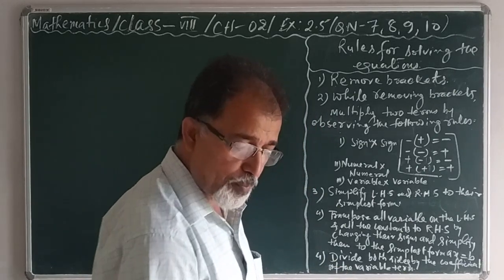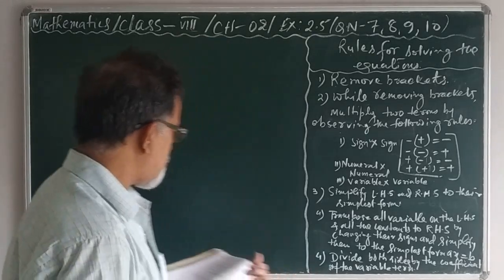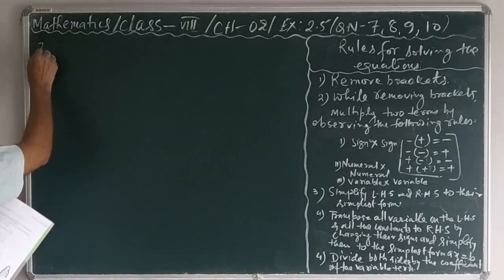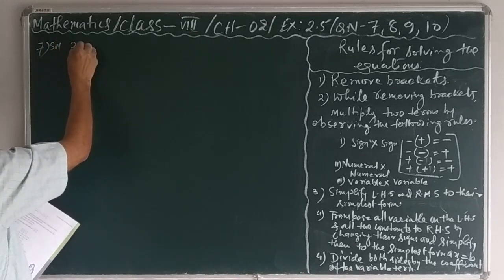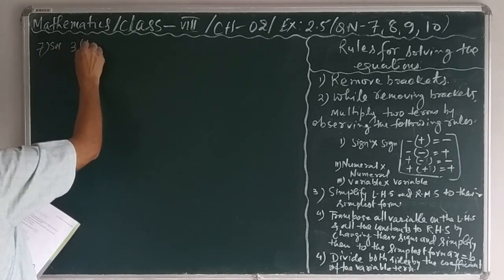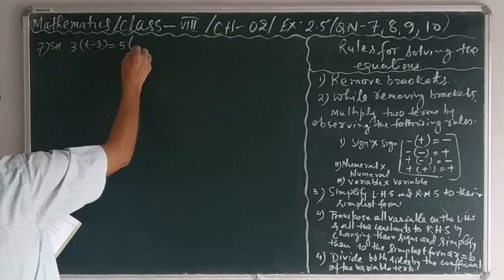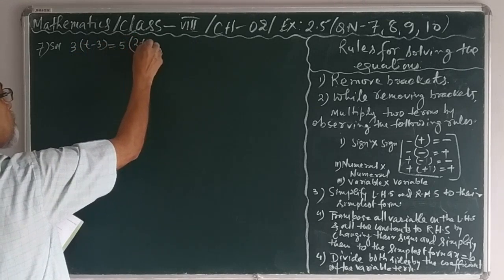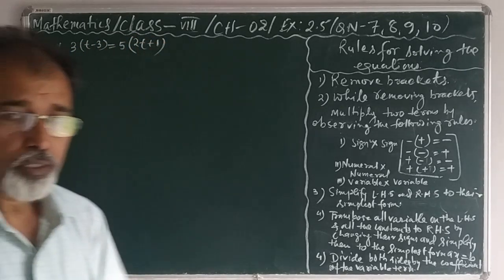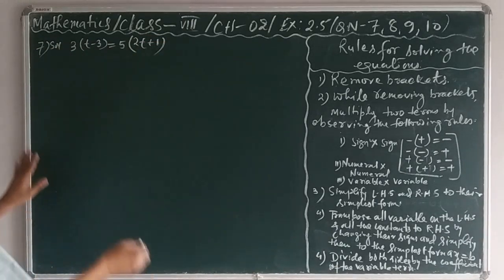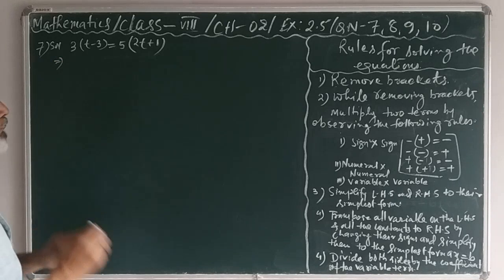Now I am going to show the solution of question number 7. The question is 3 into within bracket t minus 3 equal to 5 into within bracket 2t plus 1. First of all, we will remove the bracket, and you already know how to remove a bracket. How will we remove it?